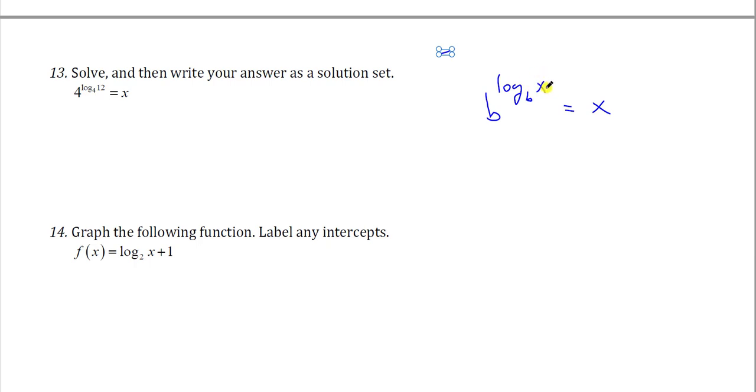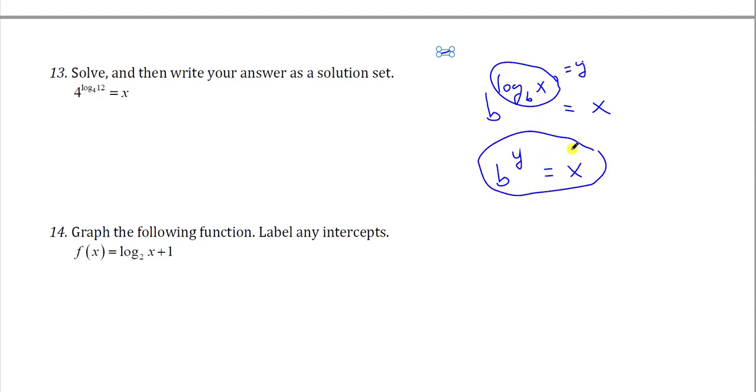And why is this the case? Now imagine that you just left this whole expression here to be y. So now we end up with b to the y equal x, and that is equal to x. The reason is that if we let y be log base b of x, then by the definition of the log, b to the y power equals x. That means we just cancel out all the base, and we should get the argument x as the final value. In this case, they have the same base 4 and 4. You cancel them out. That's why your x should be 12.